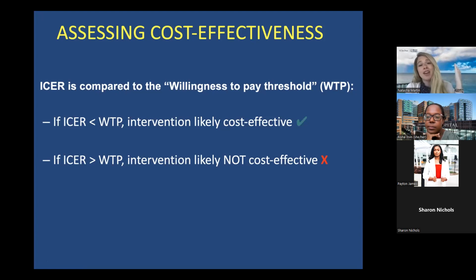If we have a very, very high ICER, it means we're paying a lot for that incremental health benefit. And so if our ICER is below some arbitrary threshold that's set by either a funder or payer, the intervention is likely cost effective. If it's above that threshold, then it's not cost effective. And that gives us a guide on whether or not this intervention is a good investment.